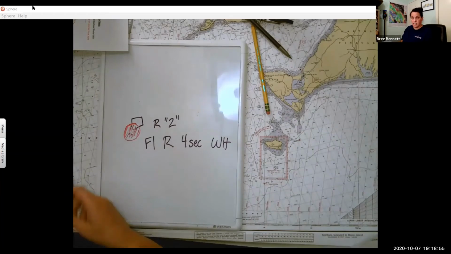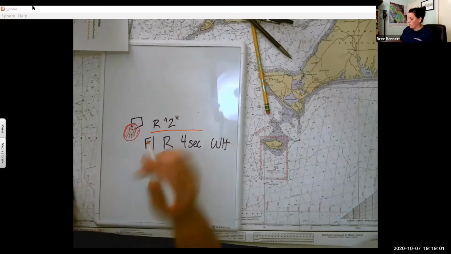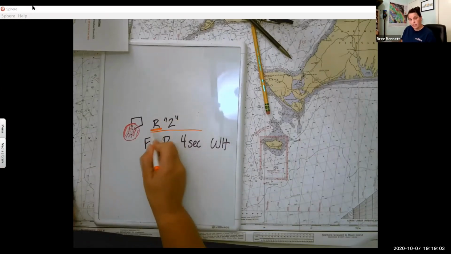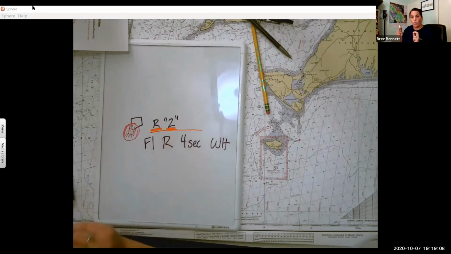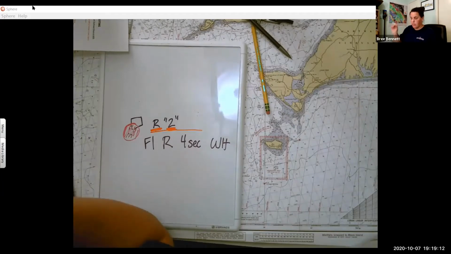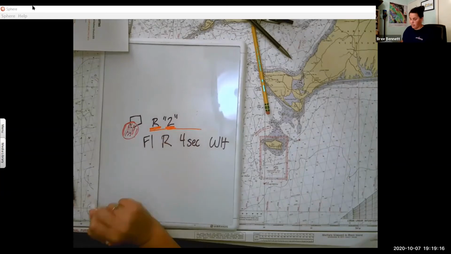This first line here describes the physical characteristics of the buoy. So the buoy itself is red, and the buoy has a number 2 on it. Whatever is in quotes is what you're going to see on the buoy itself. So that buoy has a number 2 on it, and it's red.